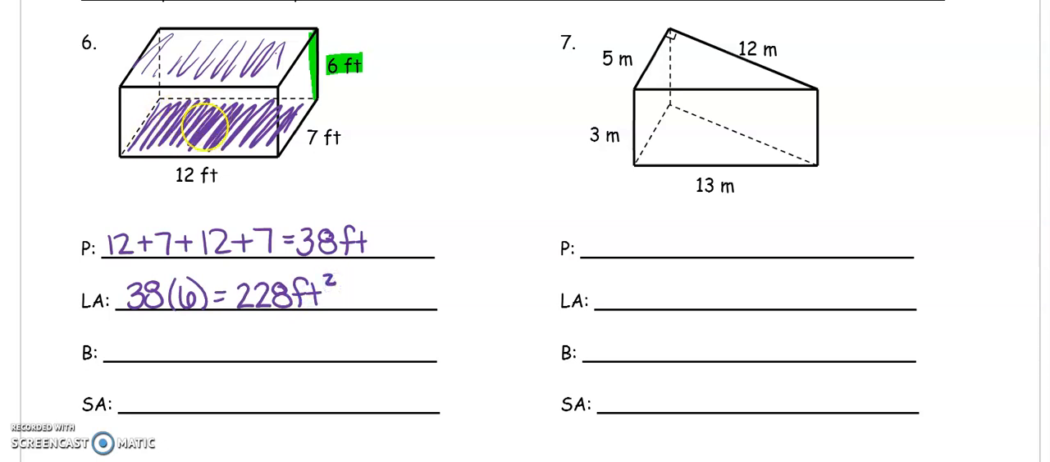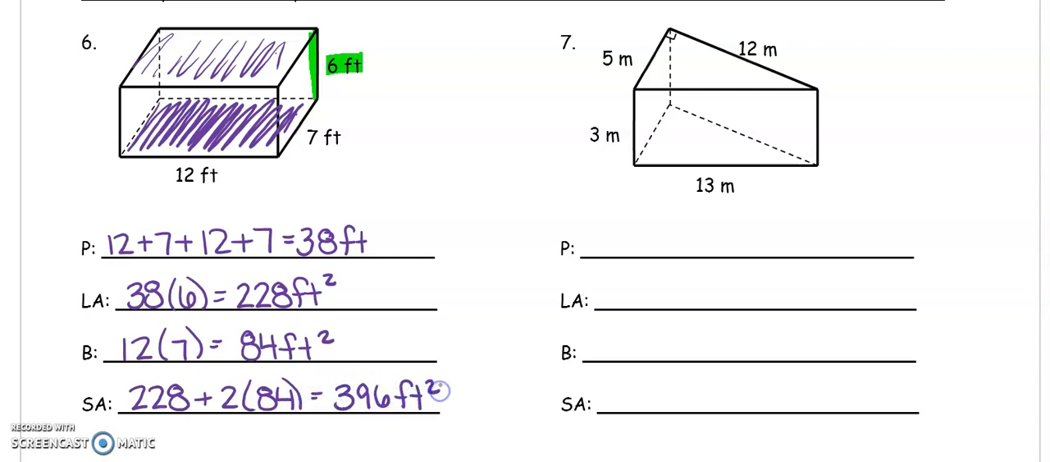Now I need the area of the base, what I shaded in. 12 times 7. I'm going to get 84 feet squared. And then to find the surface area, I take that lateral area, which was 228, and I add to it 2 times 84, which will give me 396 feet squared.